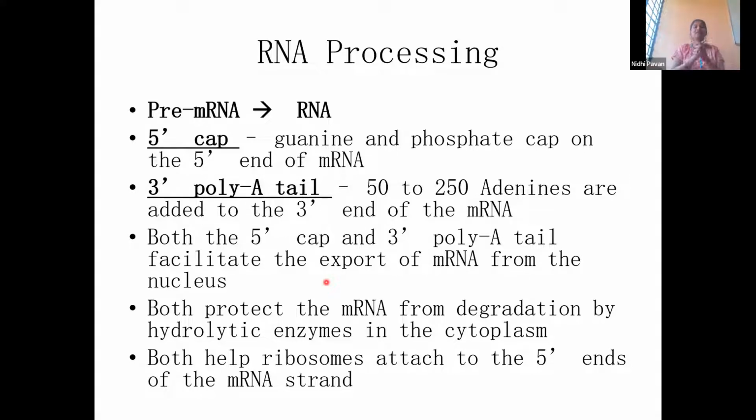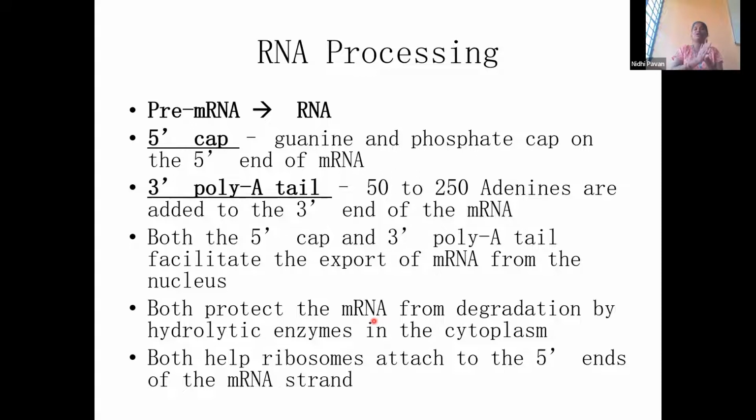When it comes to the cytoplasm, then the other process starts, that is translation. Okay, next. Both protect the mRNA from degradation by hydrolytic enzymes in the cytoplasm. So why should the 5 prime cap and 3 prime poly A tail be formed? Can the mRNA that is formed directly go into the cytoplasm? Why is it formed then? It is because in the cytoplasm we have certain enzymes, that is hydrolytic.